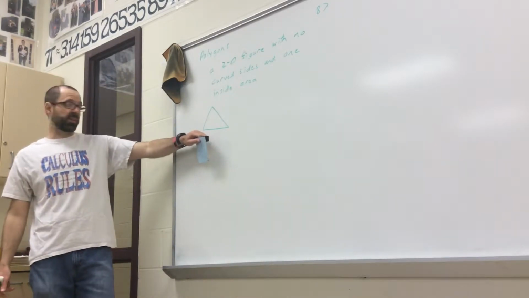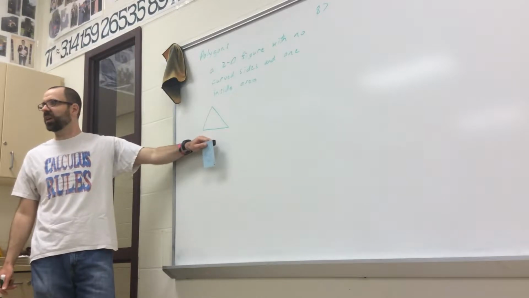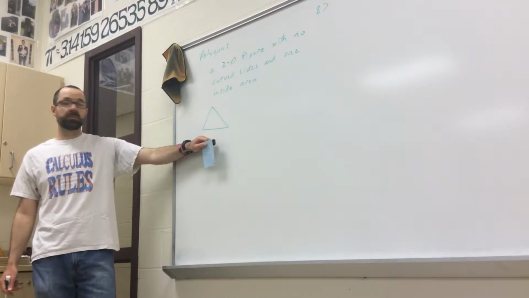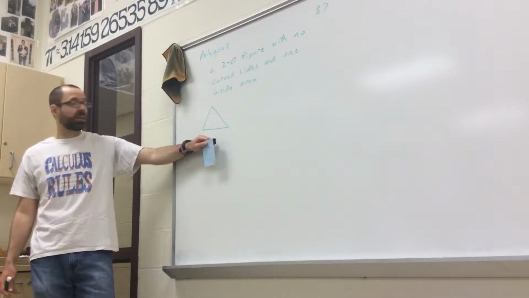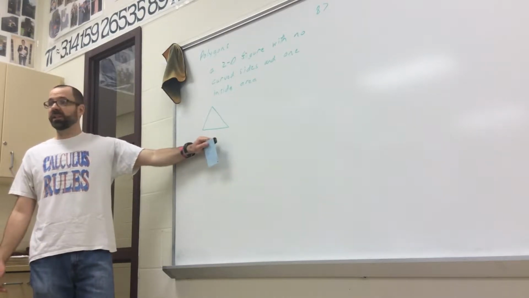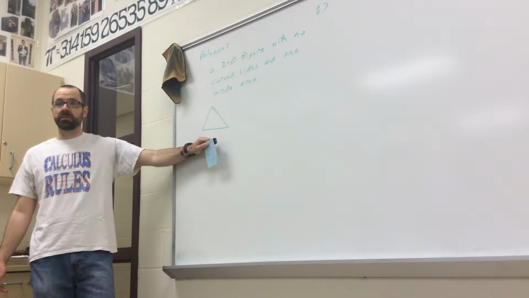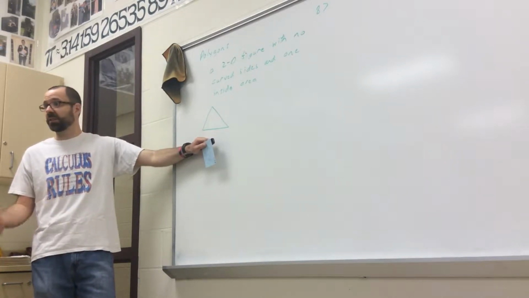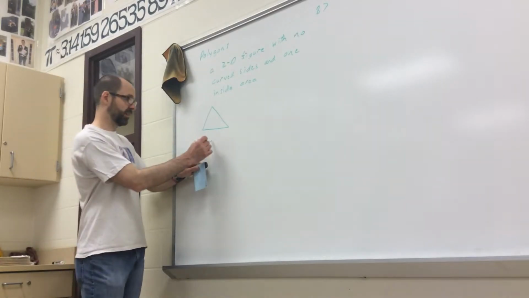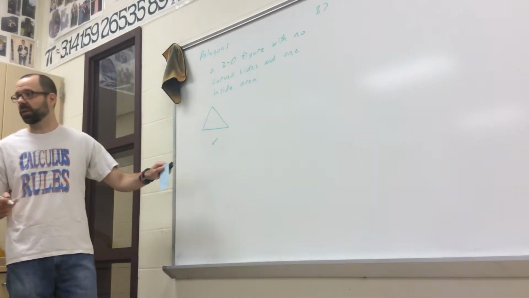All right, so what do you think about this? Does this have any curved sides? No, okay, so that's good, because it's supposed to have no curved sides. Does it have one inside area? Yeah, so that's good. So this is a polygon, because it has no curved sides, and it has one inside area. So, good, that's a polygon.